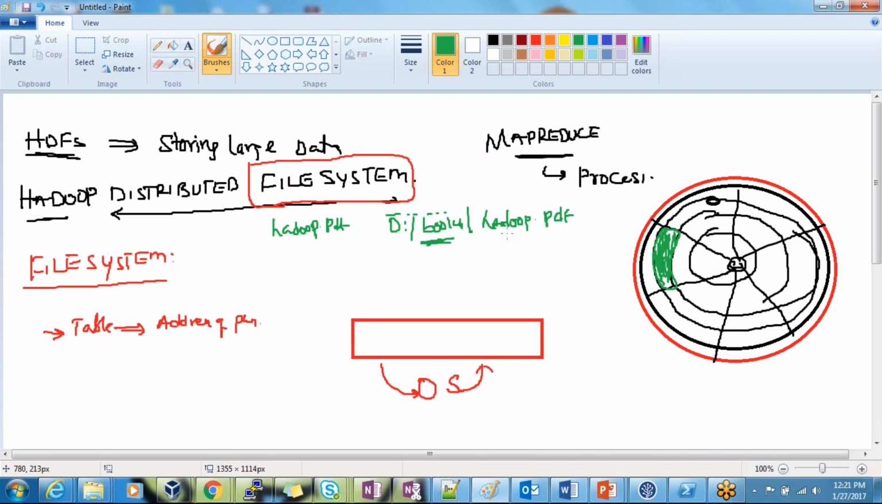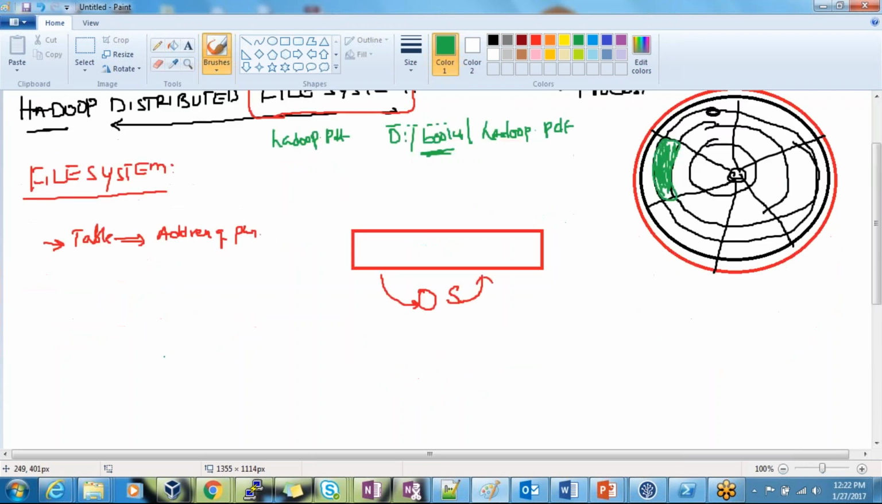Like you have a D drive. The D drive can have so many folders. In this, let's assume this is books. It can have one more books folder, right? It can have other things. So here it has a PDF, your Hadoop PDF, right? This structure is managed by your file system.